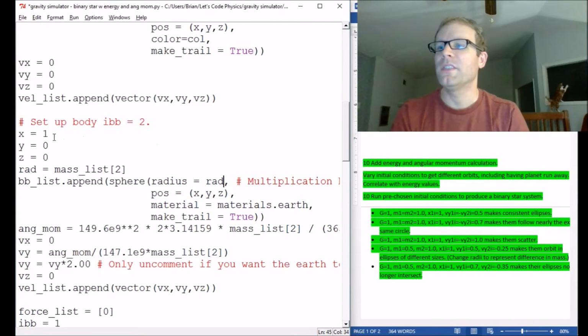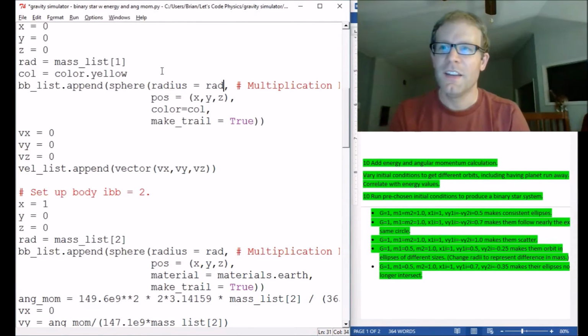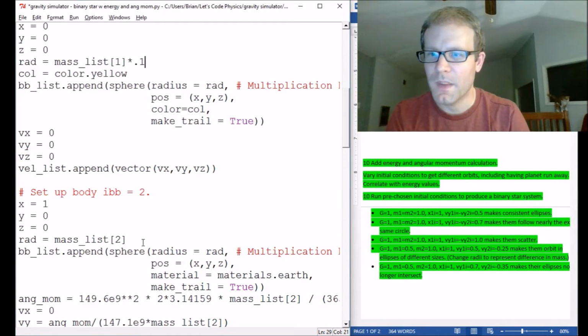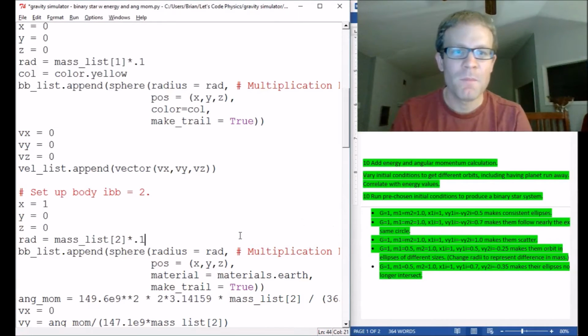I guess we'll find out. Oh, actually, that won't work out, will it? Because then they're going to be as far apart as they are large. So let's take radius times 0.1. Here we go. It's all just for scale for animation anyway.